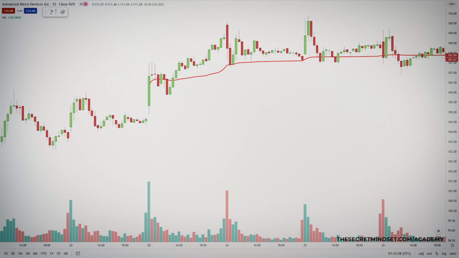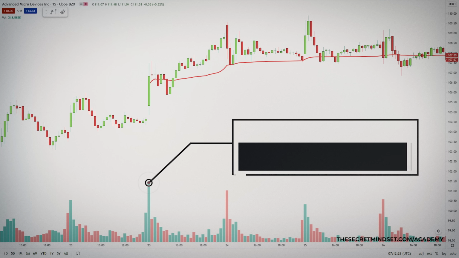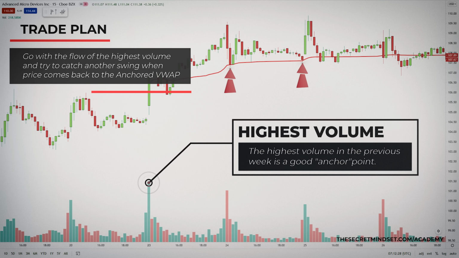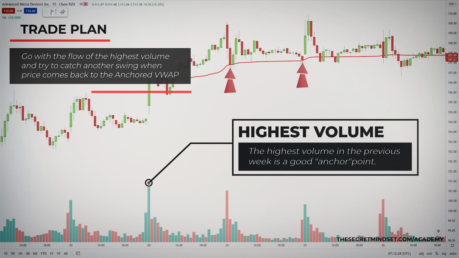So here's AMD on the 15-minute time frame. Here's the highest volume in the previous week. We added the anchored VWAP, and the line immediately offered 2 opportunities to buy the dip. This is more of a day trading and scalping approach. You go with the flow of the highest volume and try to catch another swing to the upside when price comes back to the anchored VWAP.